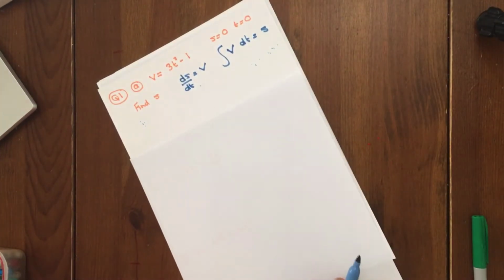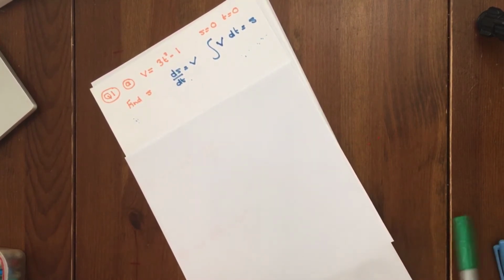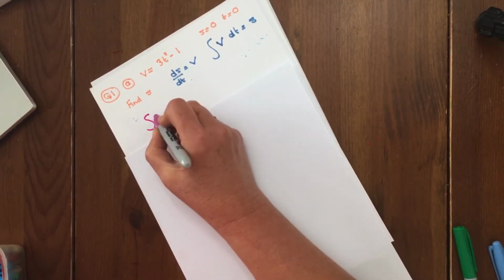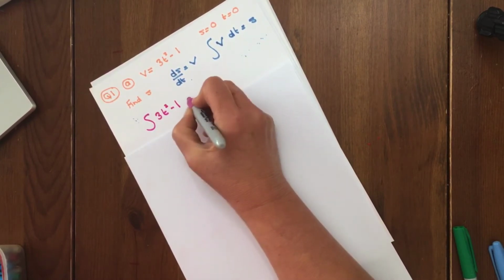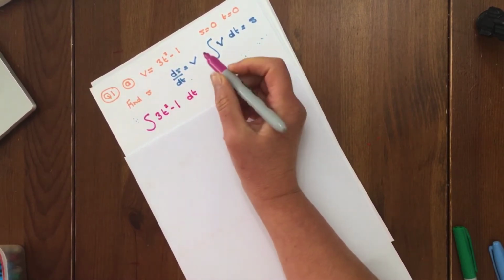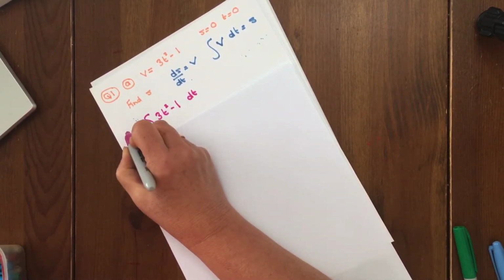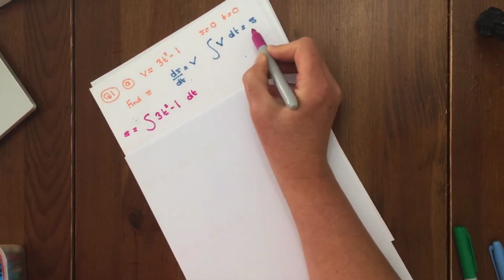So, using that fundamental idea, I'm going to start off. I'm just choosing what colour I'm going to use. I do like my new colours. I hope you like them too. They liven up the lesson a little bit. Okay, so I'm going to integrate 3t squared minus 1 with respect to t, and that will give me my displacement using this formula here.